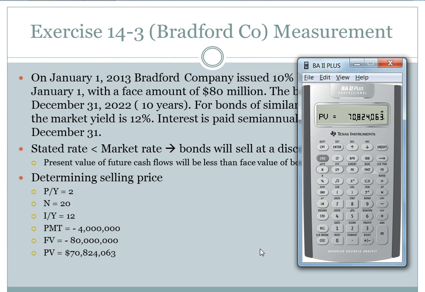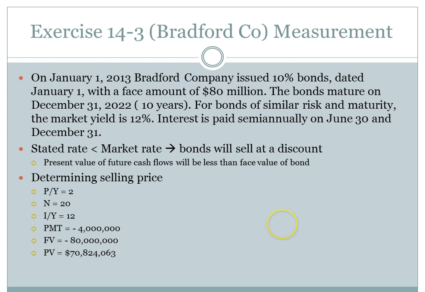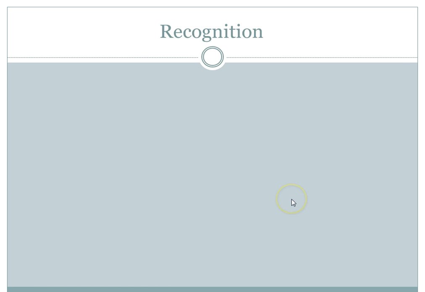So now we are going to continue on with the recognition and disclosure issues related to Bradford Company's bond. We've just computed the present value and determined that the present value was $70,824,063. And so now we are going to deal with the recognition issues.